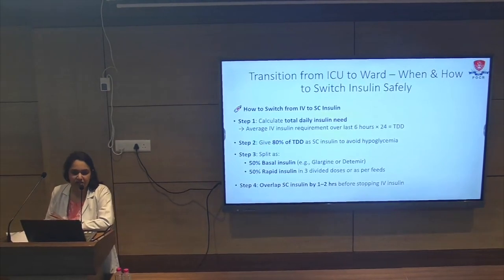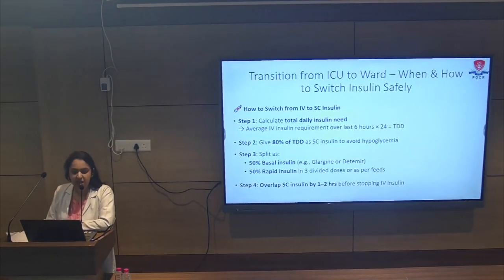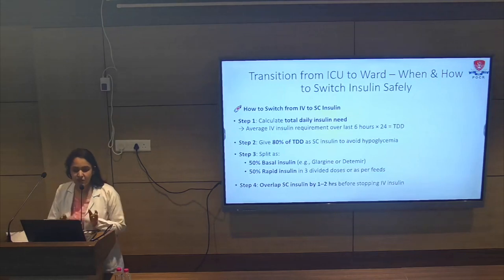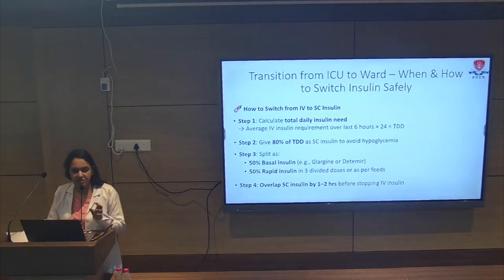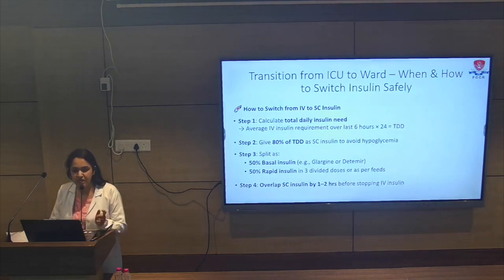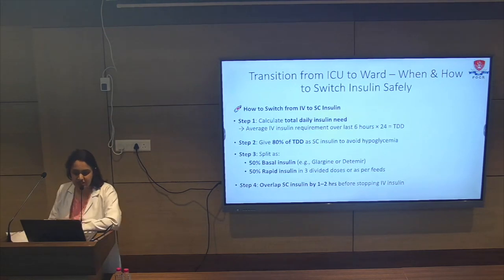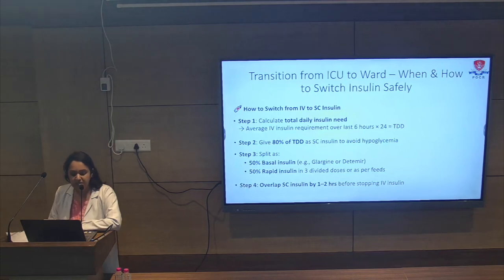Now, how to switch from IV to subcutaneous insulin? How do we calculate the total insulin needed in these patients? We take the average insulin requirement over the last 6 hours when the blood glucose readings have been stable and the insulin infusion rates have been stable. We take that rate and multiply by 24 to calculate the total daily dose. We give 80% of the total daily dose as subcutaneous insulin to avoid hypoglycemia. Then that 80% is split into 50% as basal and 50% as rapid insulin in 3 divided doses or as per feeds. We have to overlap subcutaneous insulin by 1 to 2 hours before stopping the IV insulin.